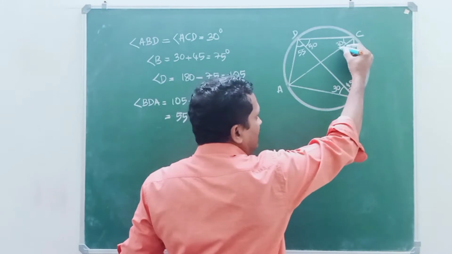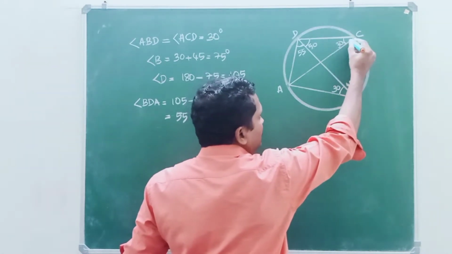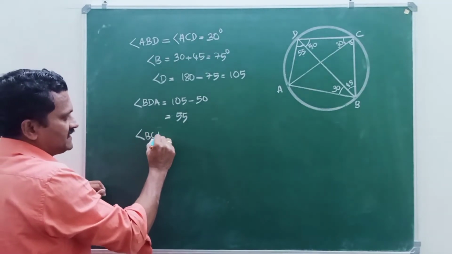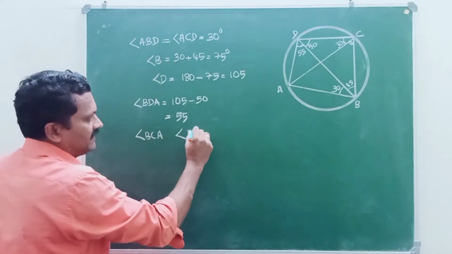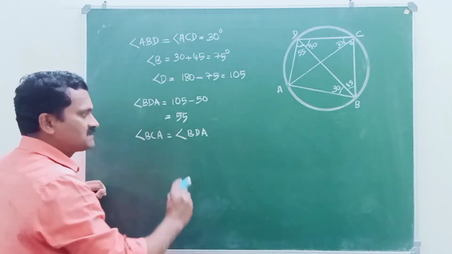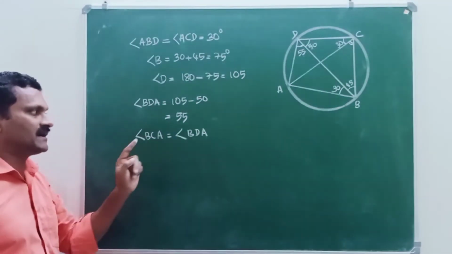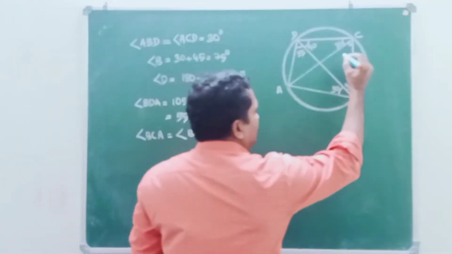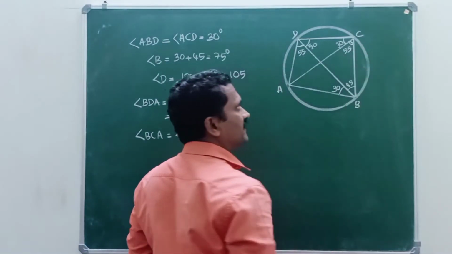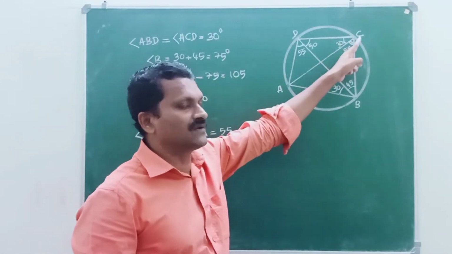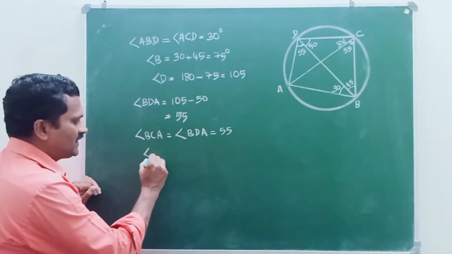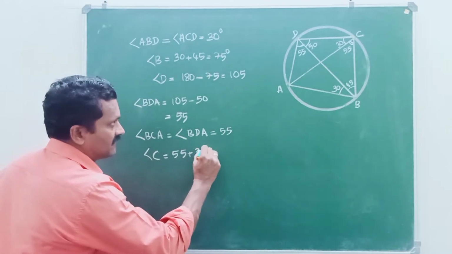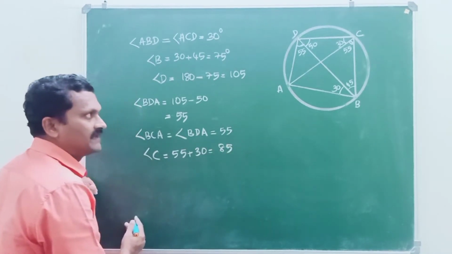Angle BCA and angle BDA are angles in the same segment. So they are equal and each equals 55 degrees. That is, this angle equals 55 degrees. Then very easily we can find angle C. What about angle C? C equals 55 plus 30, that's equal to 85 degrees.